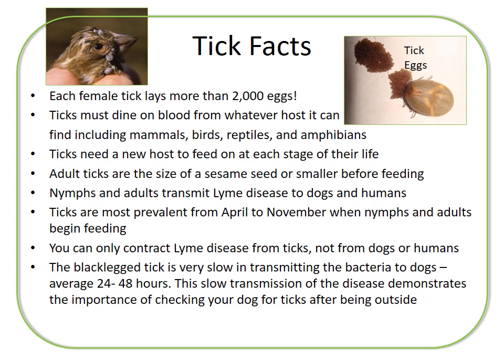The black-legged tick is very slow in transmitting the bacteria causing Lyme disease to dogs. It takes an average of 24 to 48 hours. This slow transmission of disease demonstrates the importance of checking your dog for ticks after being outside.